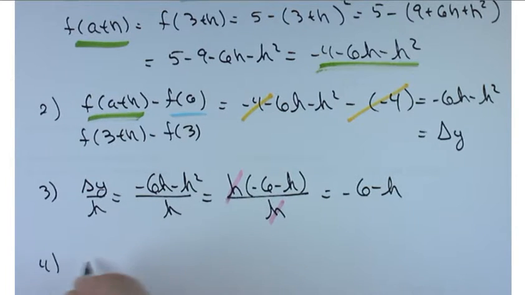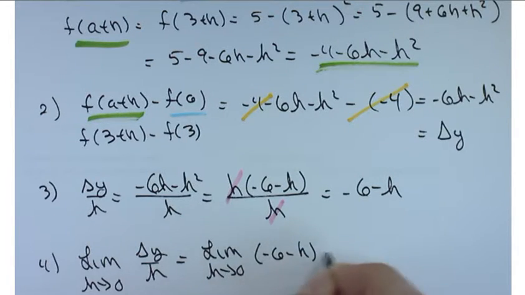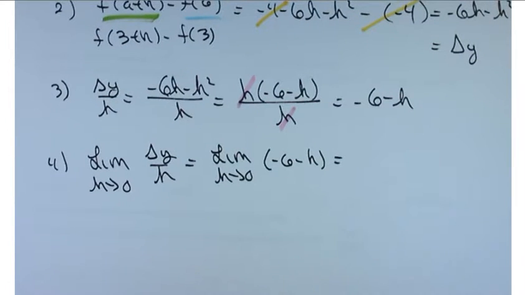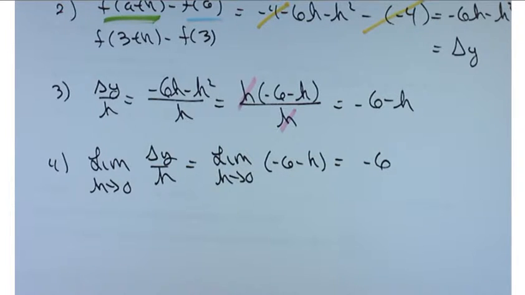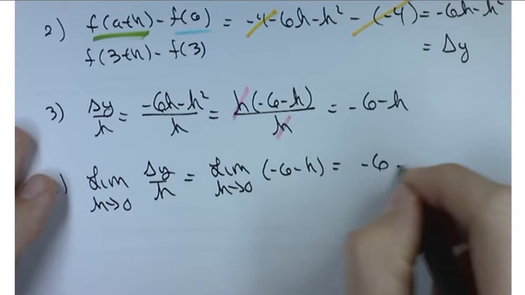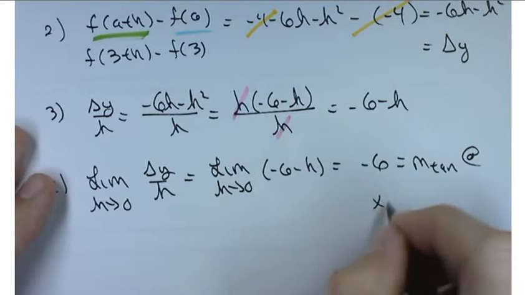The last step is to take the limit as h approaches 0 of delta y over h, which is the limit as h approaches 0 of negative 6 minus h. Can someone tell me what that limit is? Negative 6. How'd you get it? Yeah, plug in 0, right? The first thing you always try when you evaluate a limit is to plug in the limit, and it worked. Great. That's the slope of the tangent line at x equals 3.